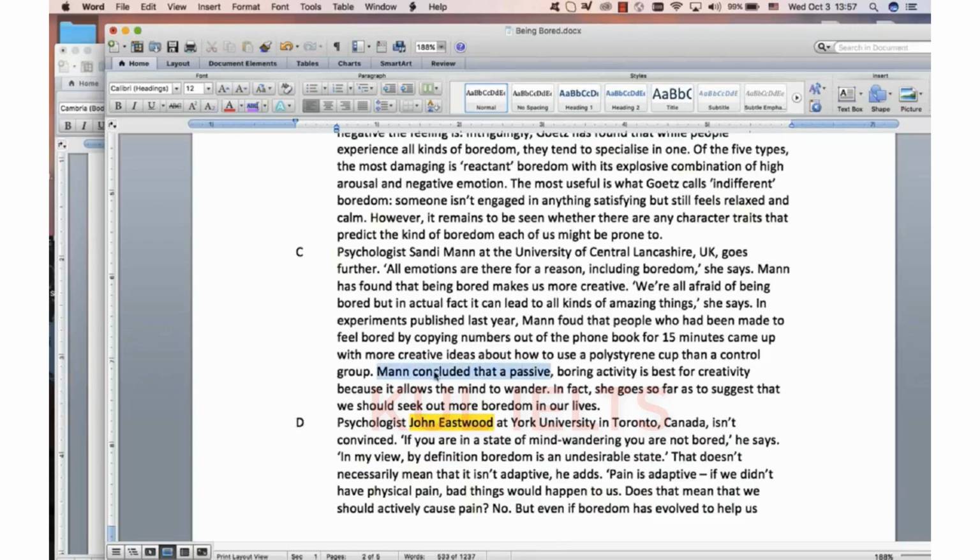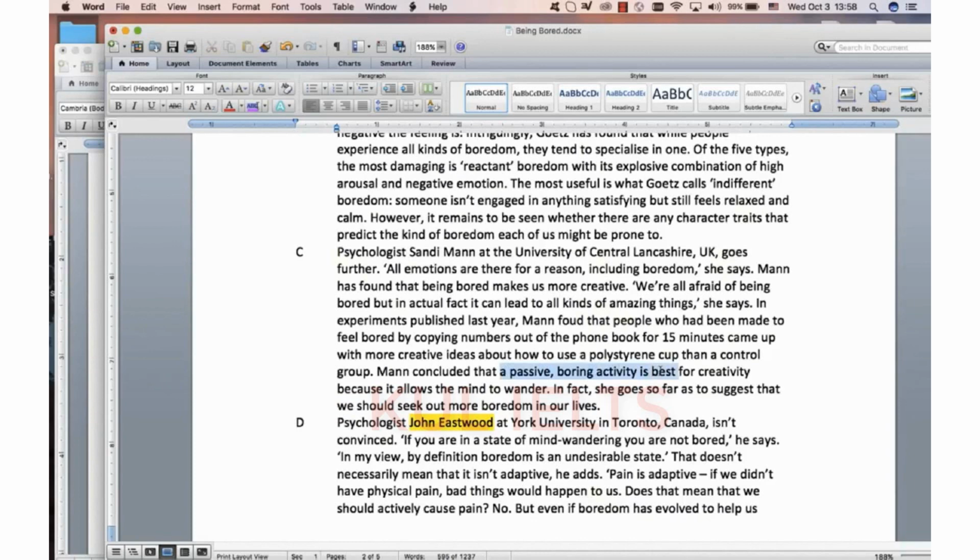Here is her conclusion. That's probably quite important, so watch out for this kind of thing. This is a concluding sentence for the paragraph. So often the topic of the paragraph will be here. What do they say? In fact, she goes as far as to suggest that we should seek out more boredom in our lives. So why? Why should we seek out more boredom in our lives?